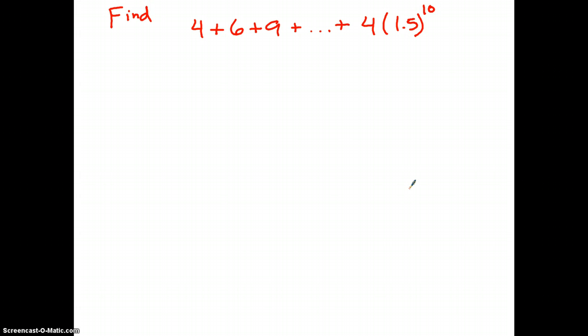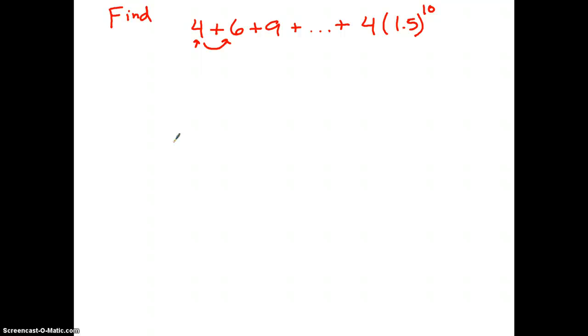Okay, so if you can't tell by here, how we are getting from here to here is that we're multiplying by 1.5. Essentially, we're taking half of this and then adding it to that number. So half of 4 is 2, 4 plus 2 is 6, okay?